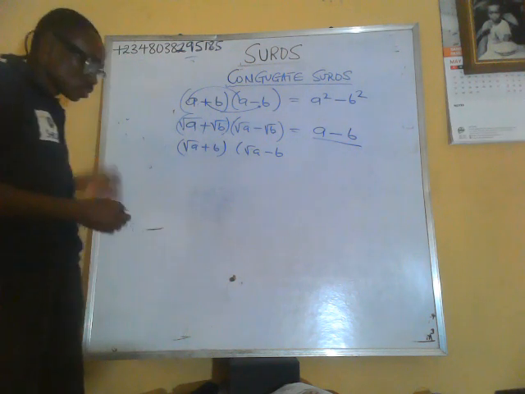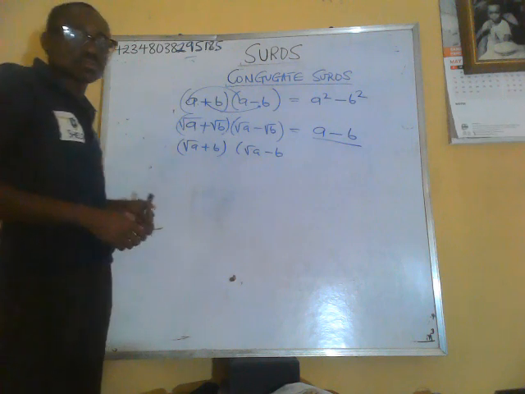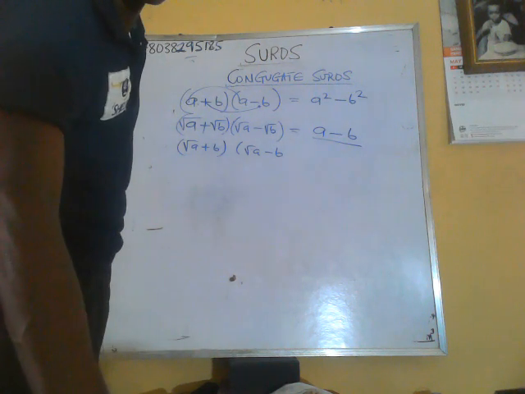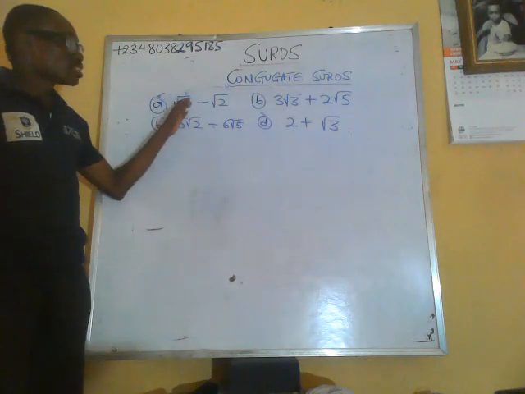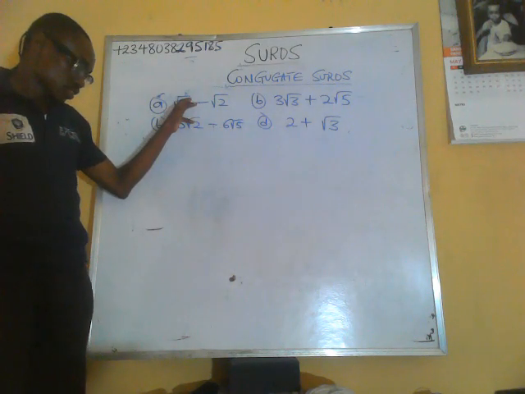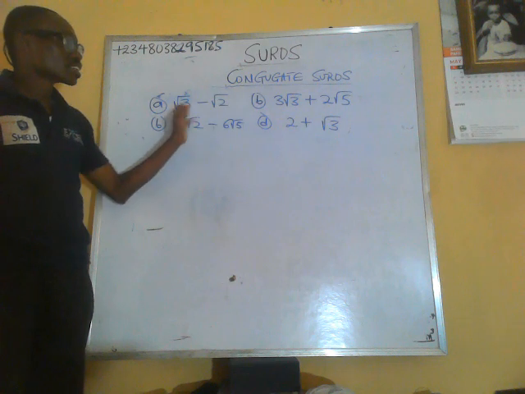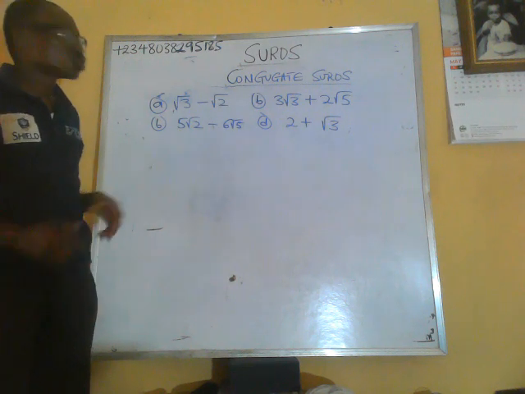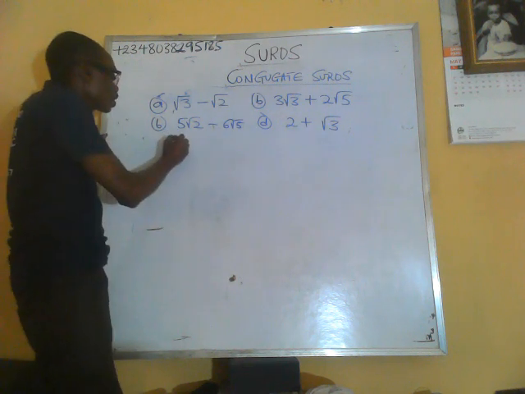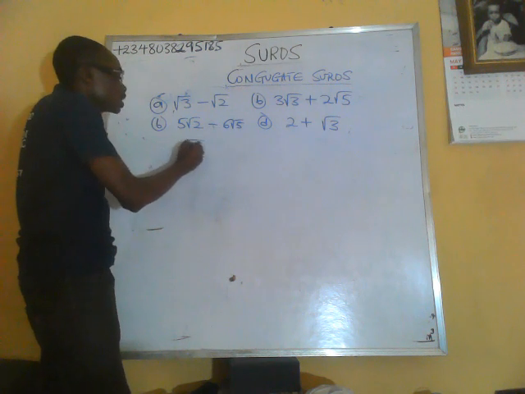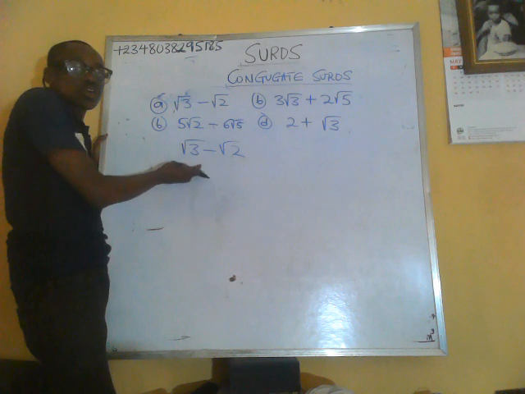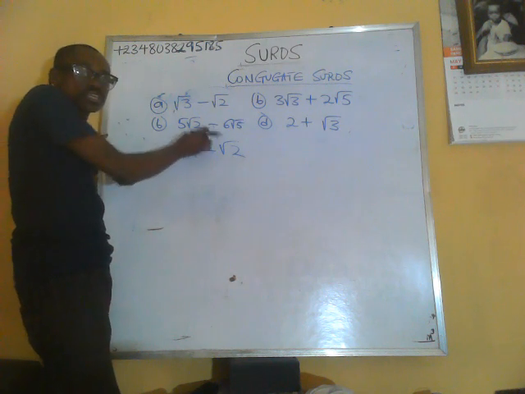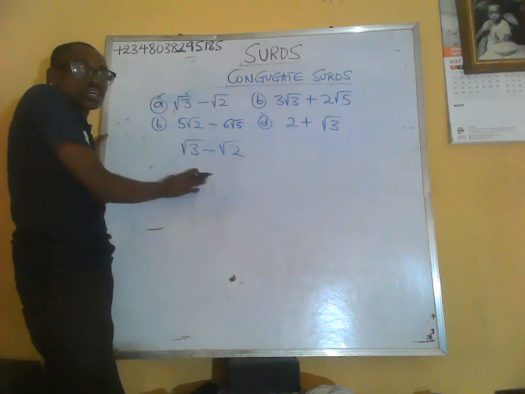Okay, so we're going to look at some examples right now. Write down the conjugate of each of the following surd expressions. For the first one, we have root 3 minus root 2. Like I said, the conjugate just changes the sign in between the surds.